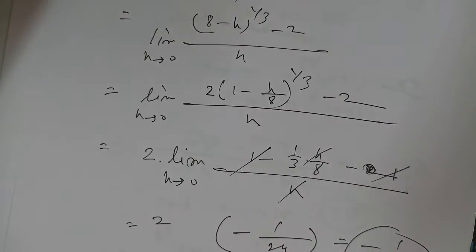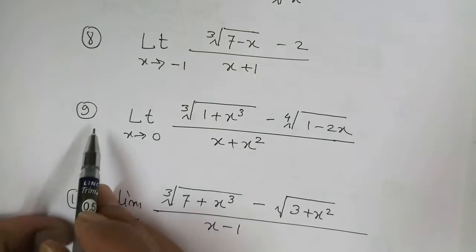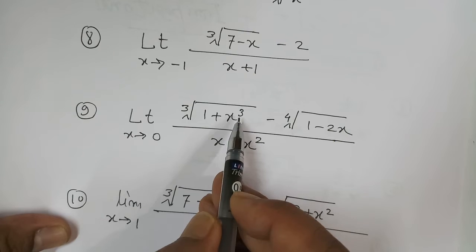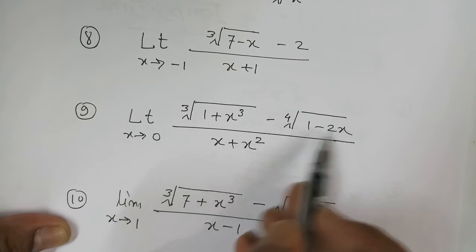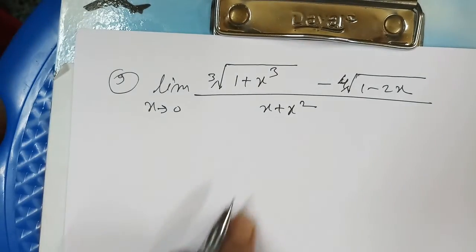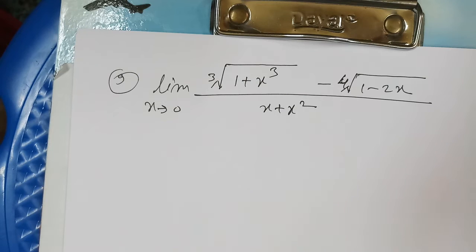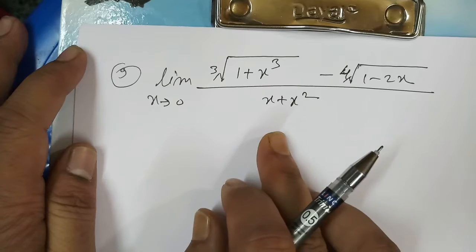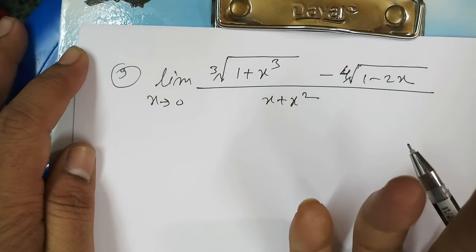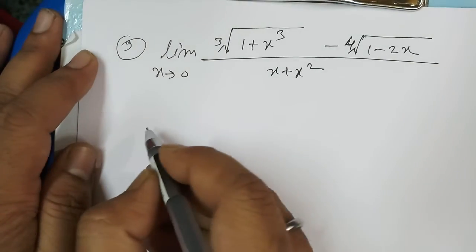This is a very interesting method. Next, question number 9. Limit as x tends to 0 of (cube root of (1 + x^3) - 4th root of (1 - 2x)) upon (x + x^2). How to solve this? This is also a 0 upon 0 form. If you use L'Hopital's rule, this will be a lengthy process. You can do that yourself using the L'Hopital rule, but using the binomial theorem, this will be very easy.